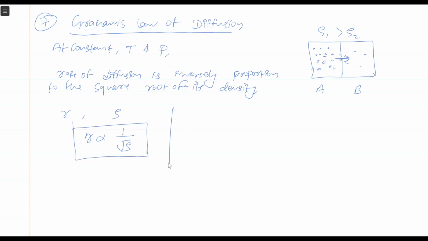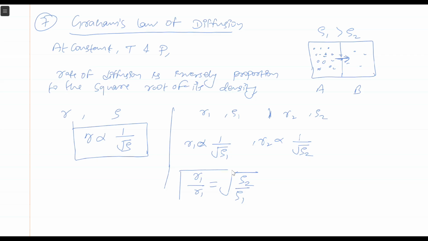Now if we consider two cases, that is R1, rate 1 at density rho 1, and R2, rate 2 at density rho 2, then R1 will be proportional to 1 by root under rho 1 and R2 will be proportional to 1 by root under rho 2. Then if we divide one by the other, removing the proportionality sign and putting a constant, we will directly get R1 by R2 is equal to root under rho 2 by rho 1. This is a very important formula for numerical problems.